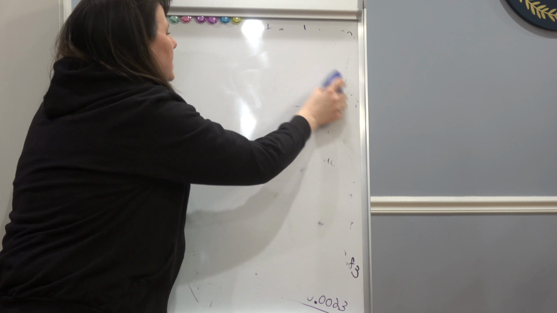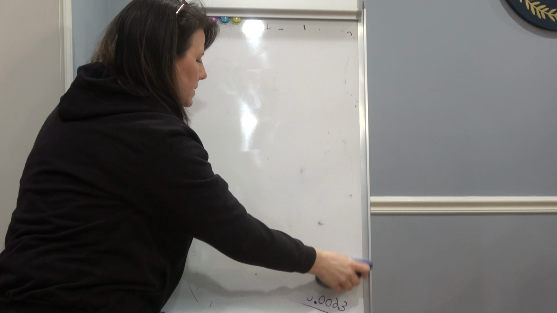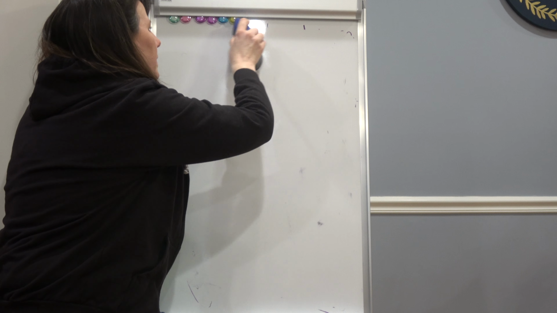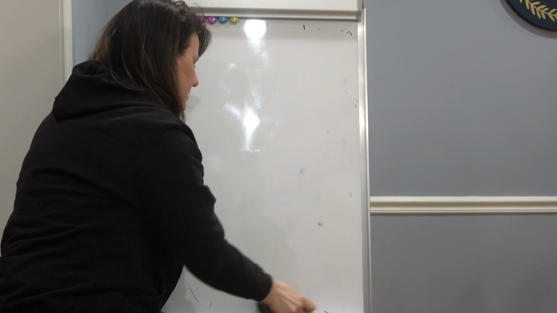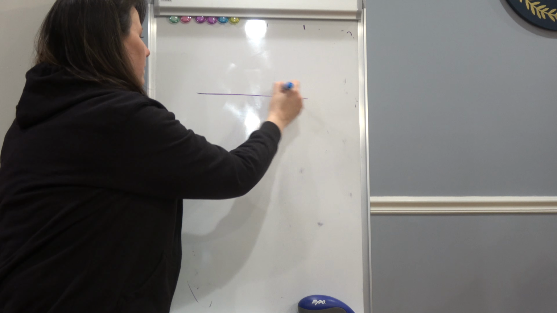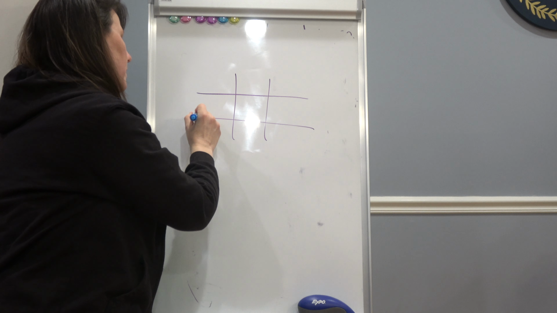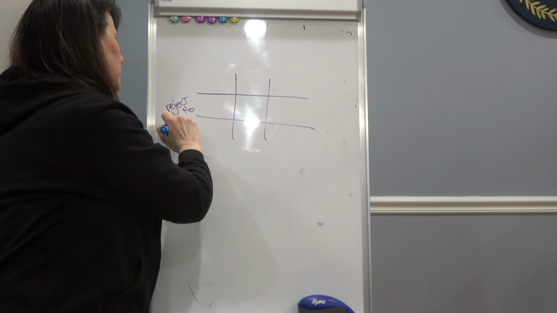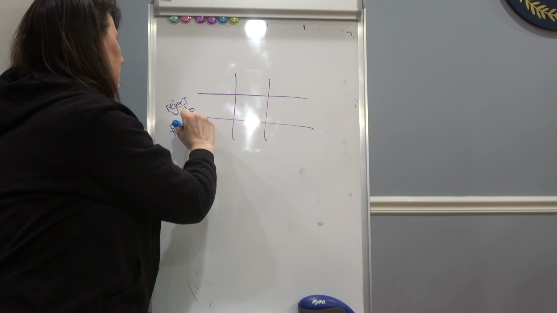Okay, so type 1 and type 2 errors. Type 1 error is easy because a type 1 error is that I rejected the null when the null is in fact true. So some people like to make the chart. So I reject the null or I fail to reject the null.